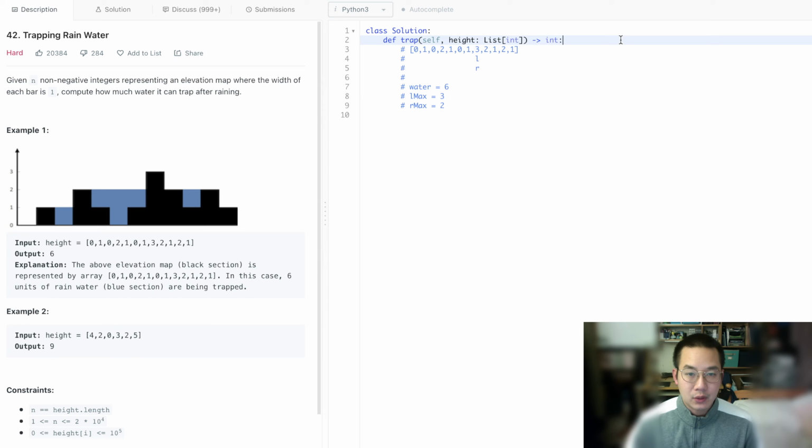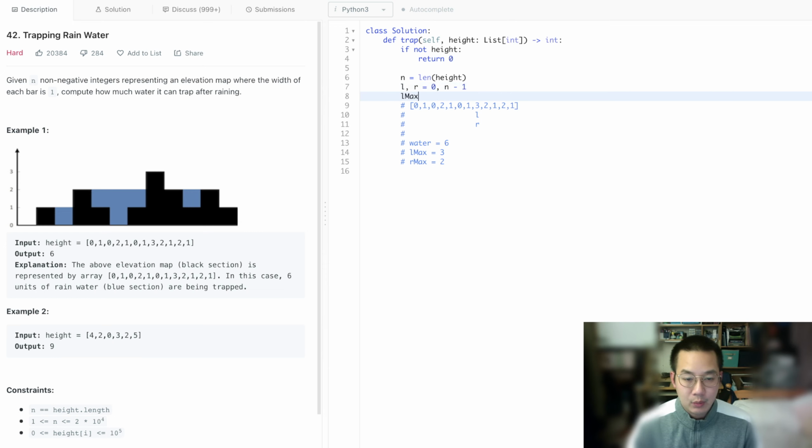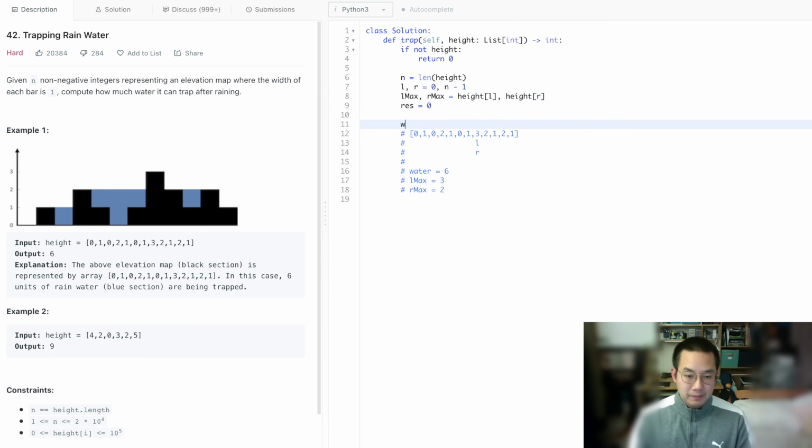So first things first, if there is no height, there are no items, return 0. Let's set n to be the length of height, and left and right to be equal to 0 and n minus 1. Then let's set the left max and right max to be equal to height of L and the height of R. Then a result of 0.